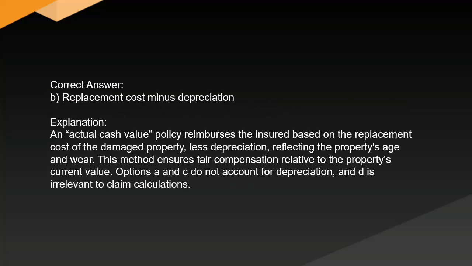Correct answer. B. Replacement cost minus depreciation. Explanation. An actual cash value policy reimburses the insured based on the replacement cost of the damaged property, less depreciation, reflecting the property's age and wear. This method ensures fair compensation relative to the property's current value. Options A and C do not account for depreciation, and D is irrelevant to claim calculations.